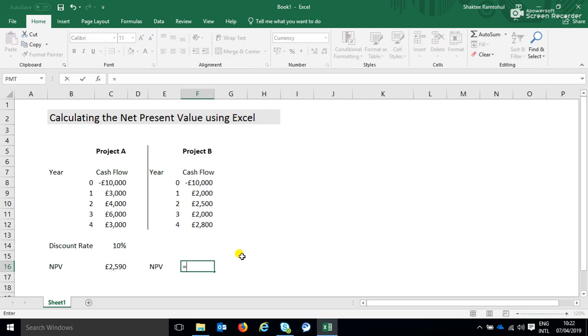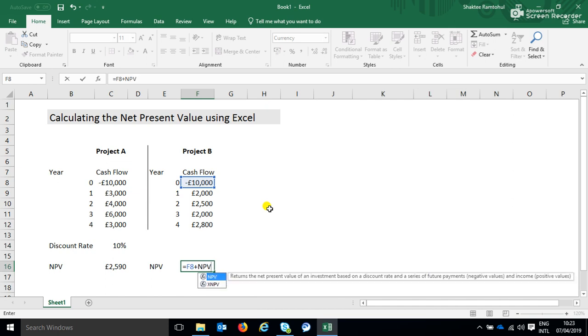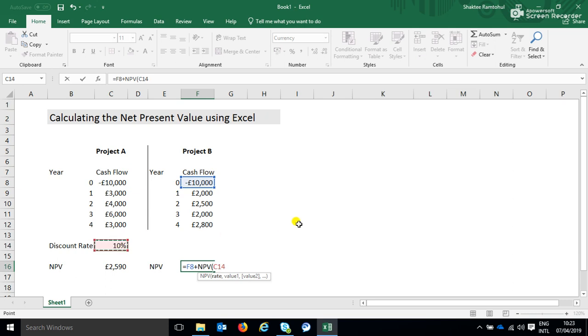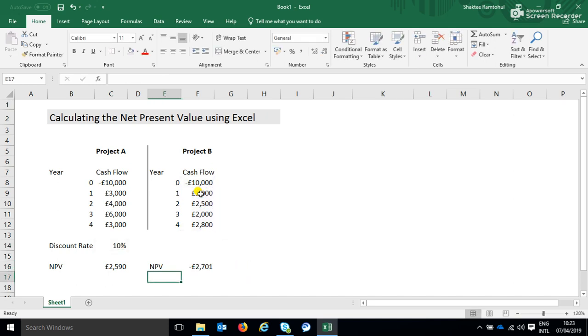Let's try to do the same thing for Project B and see how this works out. So we will use the same formula. So I'm going to put the equal sign, the initial investment plus, so I'm going to type in the letters NPV, open bracket. Again, it's asking me for the rate, so 10%. And then the values, these relate to the inflows from year 1 to 4, close bracket, and I press enter. And what do we notice here? This time the net present value is negative 2,701.